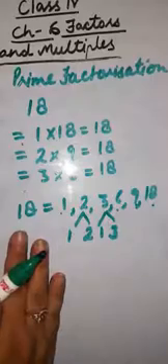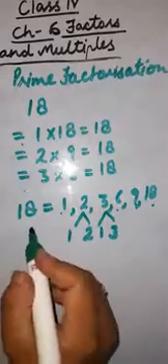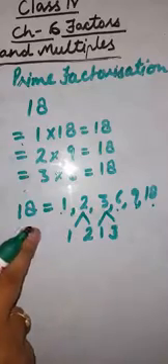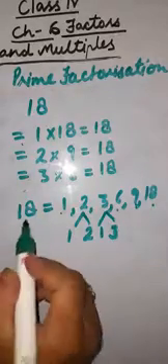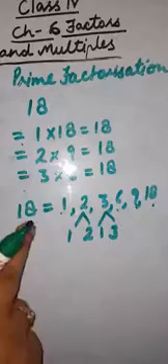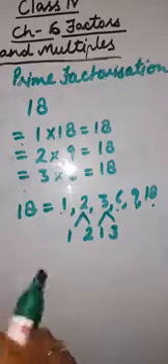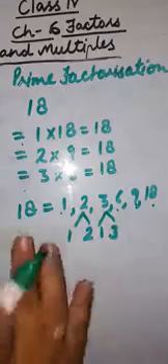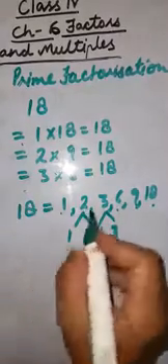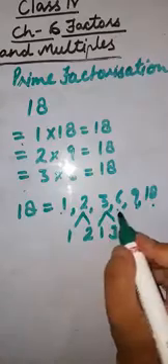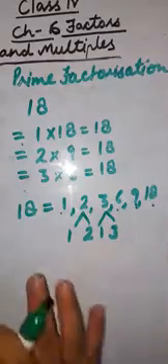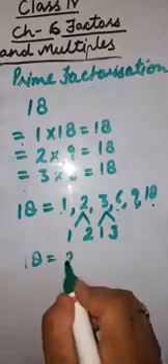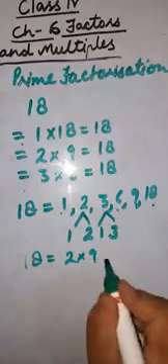So prime factorization means that we have to write down only the prime factors of the given number. We only have to write prime factors of whichever number is given to us. Fine. So for 18 we found 2 3s are 6, 2 9s are 18, right? So we have written here 18 is equal to 2 9s are 18.